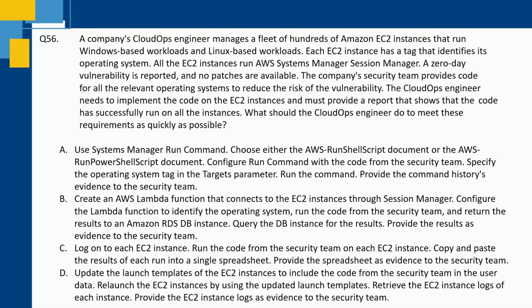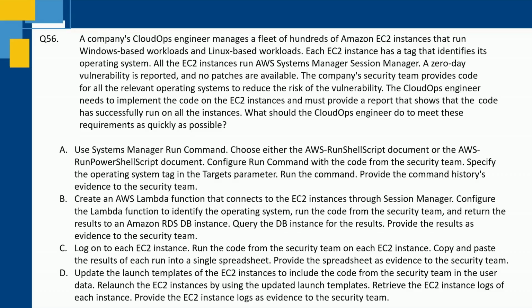What should the CloudOps engineer do to meet these requirements as quickly as possible? Now the options are: use Systems Manager Run Command, choose either the AWS-RunShellScript document or the AWS-RunPowerShellScript document, configure Run Command with the code from the security team, specify the operating system tag in the tags parameter, run the command, provide the command's history evidence to the security team.